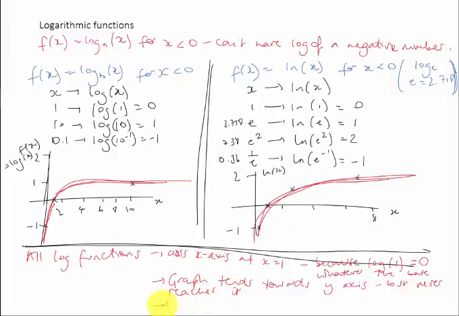And the final thing I want to say is that they have the same general shape. We see a rapid increase around this region where x equals 1. But in general, they plateau quite quickly after that. So we always see the same kind of shape.